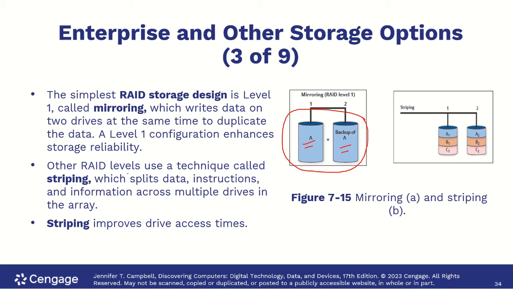Other RAID levels use a technique called striping, which splits data, instructions, and information across multiple drives in an array. This is kind of striping. Striping improves drive access times.